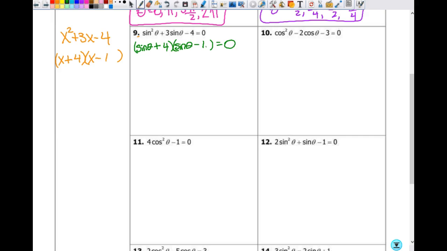So now that it's factored, I set each part equal to 0, which means here sine theta is equal to negative 4, and sine theta is equal to 1. So that means that theta is equal to the sine inverse of negative 4, and theta is equal to the sine inverse of 1. So what is the sine inverse of negative 4?